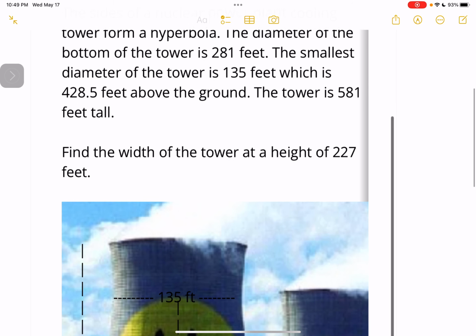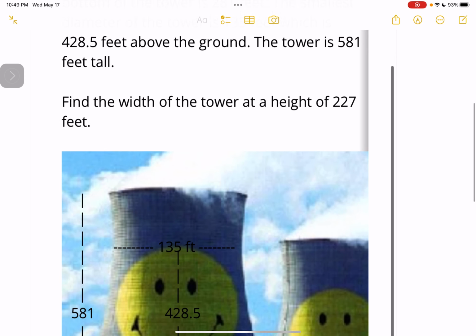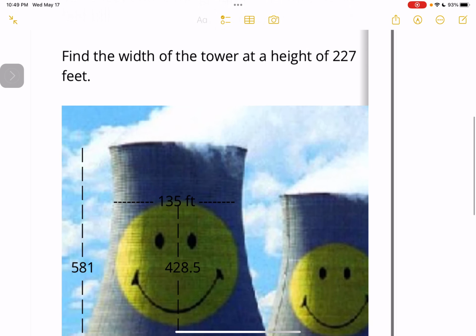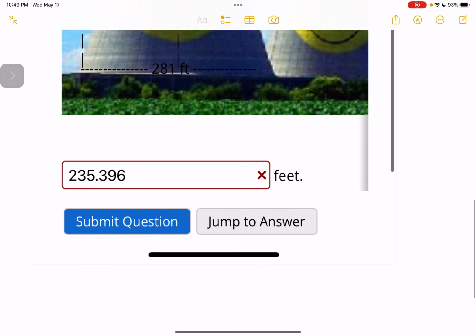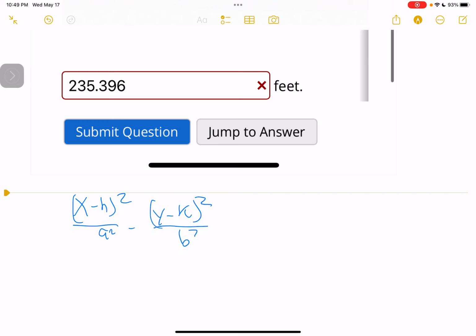And that's going to be 428.5 feet above the ground. The tower is a total of 581 feet tall. That 581 kind of throws you off because it's not really used in the problem. We want to find the width of the tower when the height is 227. So in essence, we're going to come up with something of the form x minus h squared over a squared minus y minus k squared over b squared equals 1. Then we'll look at it and say, when y equals 227, what is x?